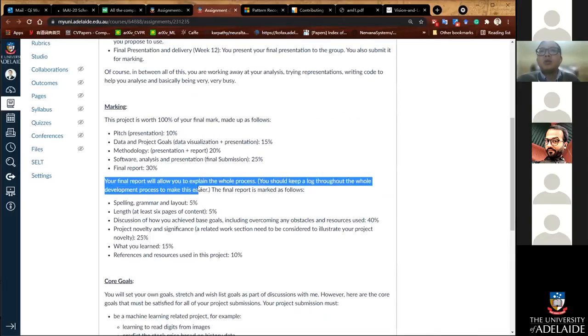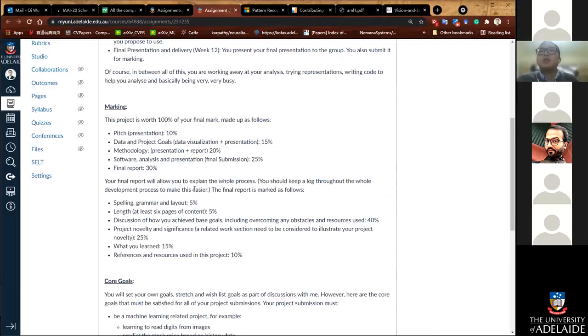Your final report will allow you to explain the whole process. Of course, that means you should keep a log through the whole development process to make this easier. Last year, some students asked me whether they can adjust their goals in the middle. Yes. If, for example, in the pitch step you defined a good problem, but later you find that problem might be too big or too hard to solve, you can adjust it, it's fine. But make sure you write it in the report.